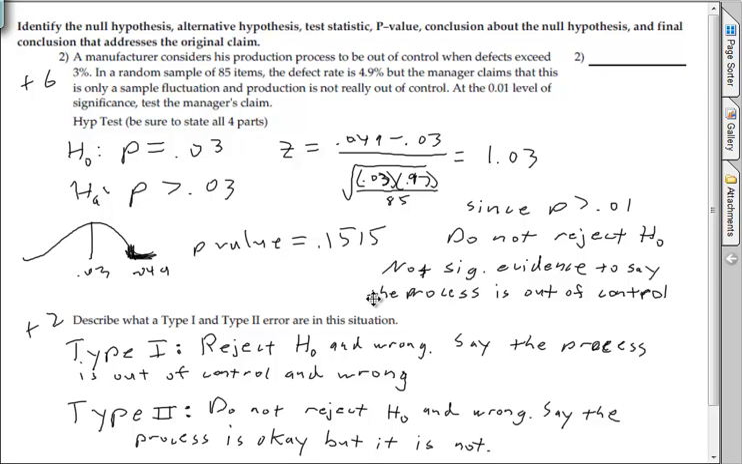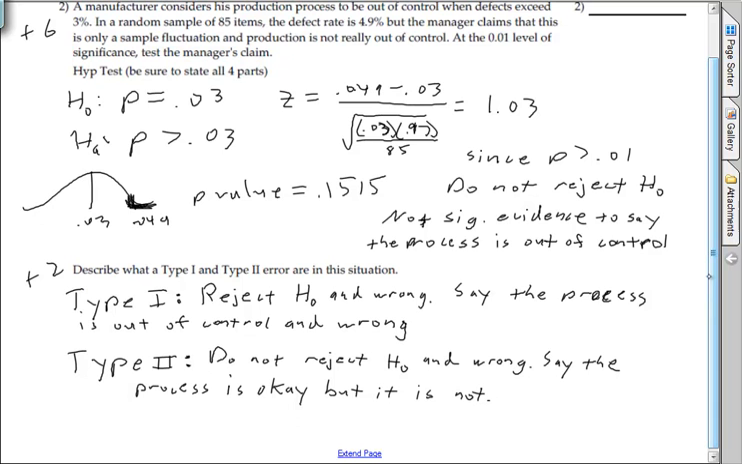It needs to be in context here. Okay? Yes? So on the final, like I've got for my type 1, reject the null hypothesis and you're wrong. P does not equal 0.03, but you're wrong. Are you going to accept that for full points on the final, or should you want to say what that means? You've got to say what that means.